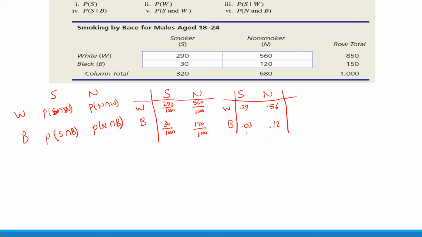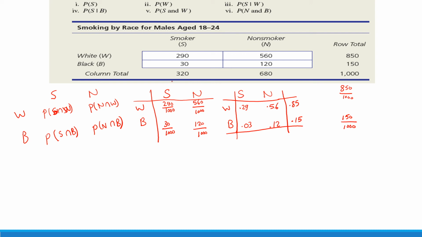To calculate the marginal probabilities, we again divide the row total by the grand total. So it's 850 divided by 1000 and 150 divided by 1000. In this case it would equal 0.85, and here it's 0.15.